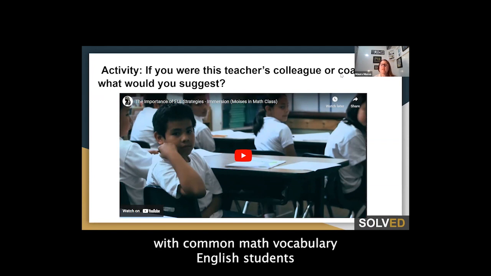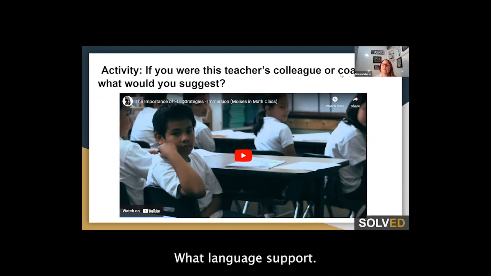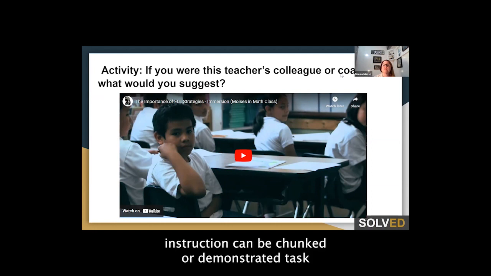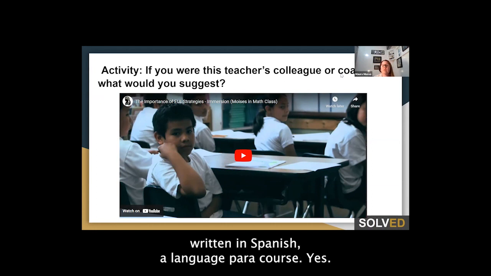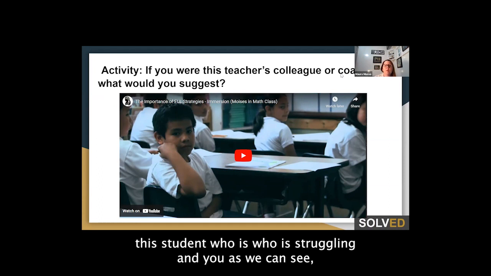With common math vocabulary in English and the students' home language, model the problems using manipulatives, home language support. She could have used more pictures to help him, Spanish versions. Instruction can be chunked or demonstrated, task written in Spanish, a language para, of course. So many great ideas we have in the chat here that we could use to help this student who is struggling.